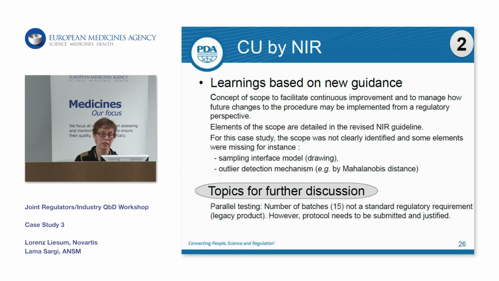Regarding the parallel testing, in this case study, the number of batches planned for parallel testing was 15, which is satisfactory. But actually, there is no standard regulatory requirement for the number of batches to be included in this step. So we propose this as a topic for further discussion, and we think that there might be room for further guidance on this topic in the future. For the moment, the assessment is done on a case-by-case basis based on a justified protocol submitted in the application.